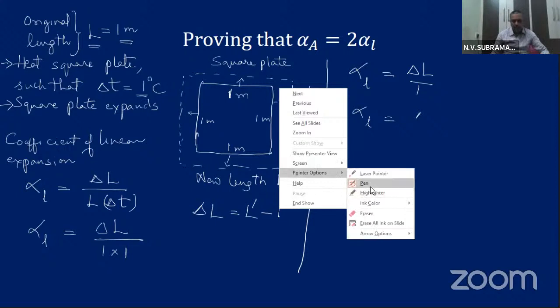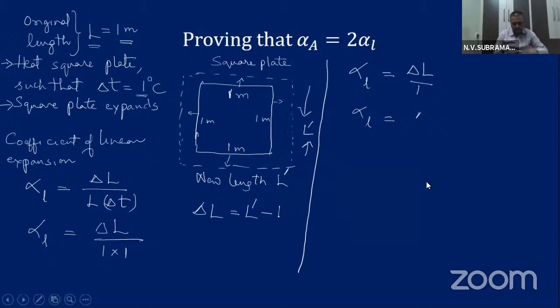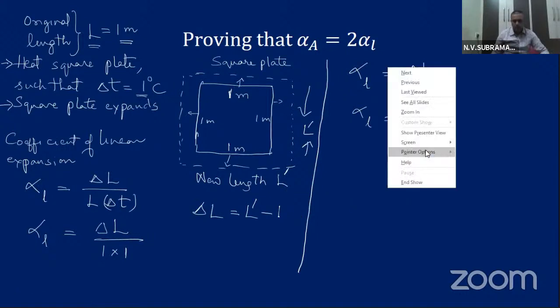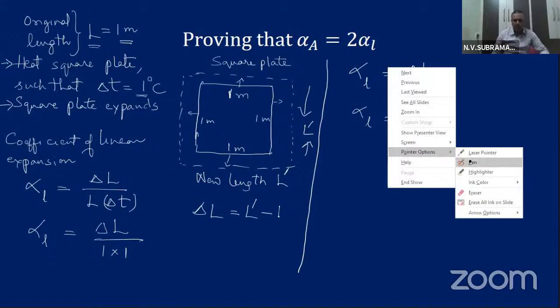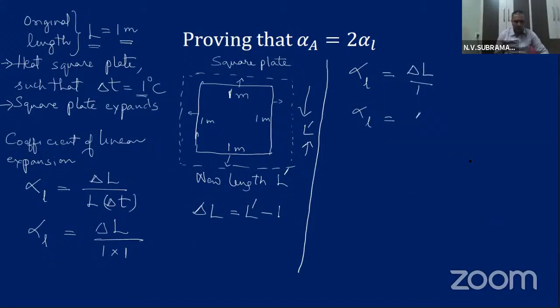Children, how do you calculate the value of delta L? You tell me, all of you. That is the new length minus old length. Old length is L. New length is L dash. So L dash minus 1.